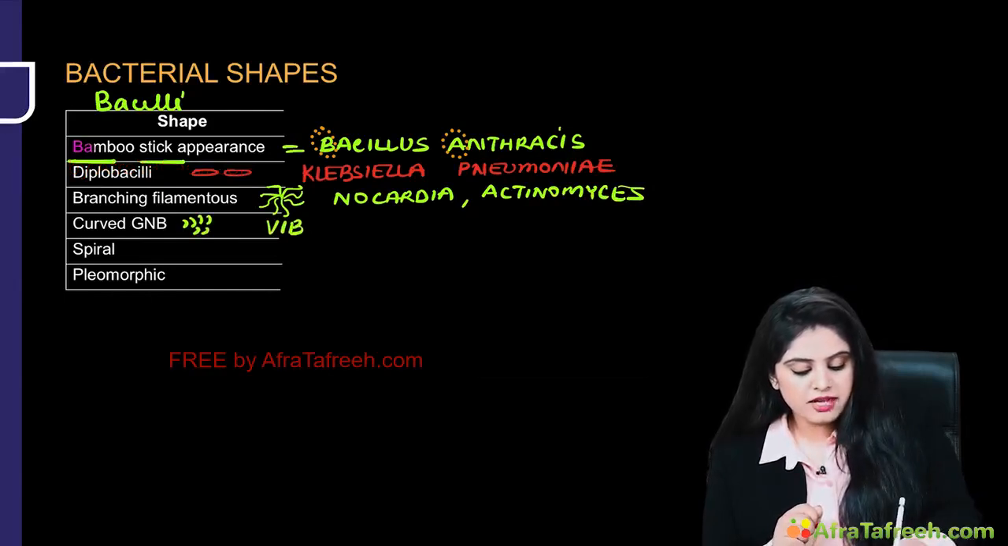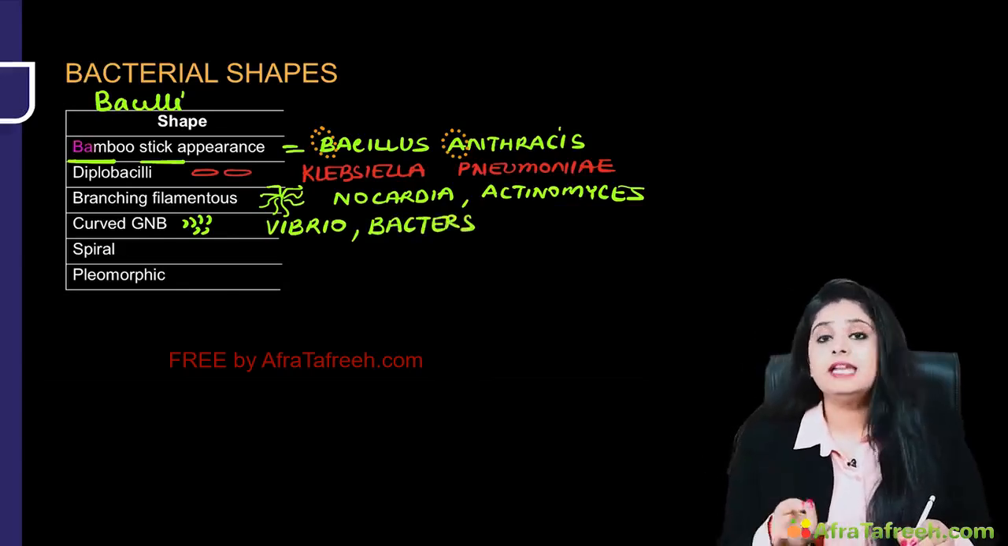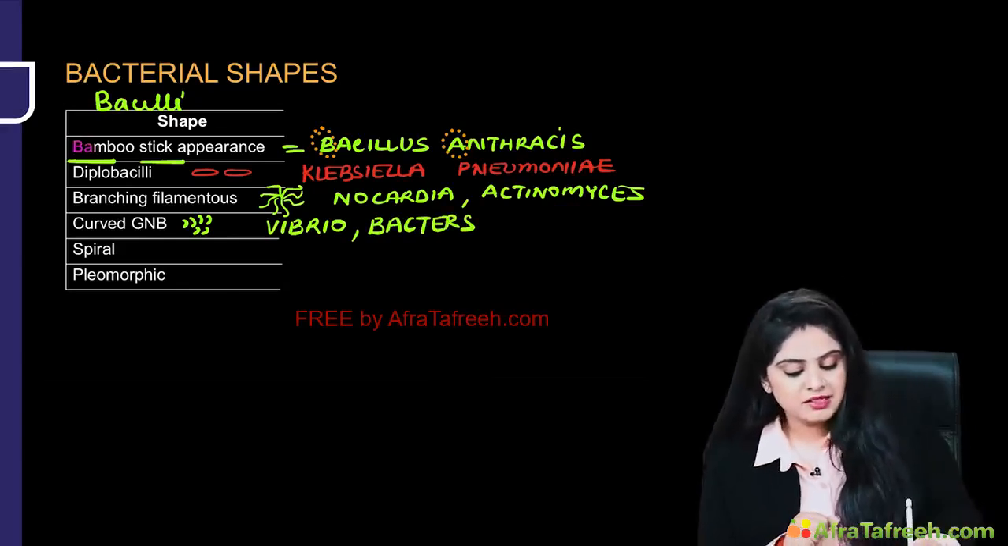For curved, number 1 we have Vibrio, and next we have the bacters. What are the bacters, guys? You will study it later. Campylobacter, Helicobacter. So the bacters come here. Spiral, the word only tells me that the family spirochetes are going to be spiral.